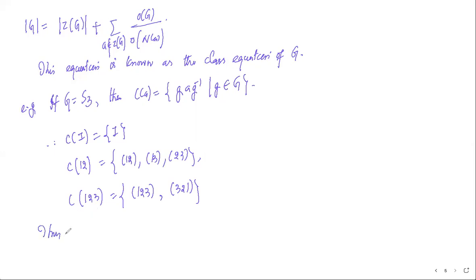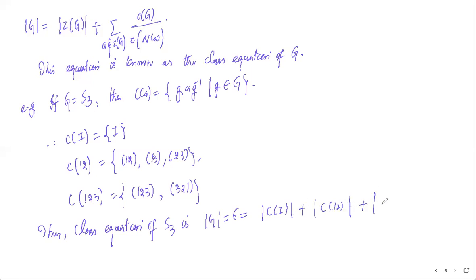Thus, the class equation of S3 is order of G, which is equal to 6, is equal to order of the class of the identity element plus order of class of (1 2) plus order of class of (1 2 3). That is equal to 1 plus 3 plus 2. Or even we can compute the order of the normalizers of the identity element, the order of normalizer of (1 2), and the order of normalizer of (1 2 3).